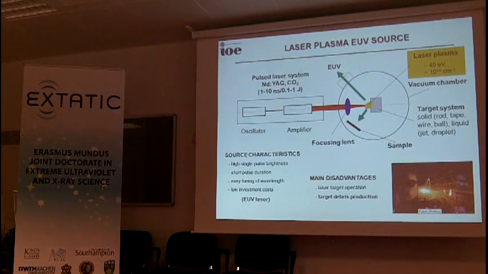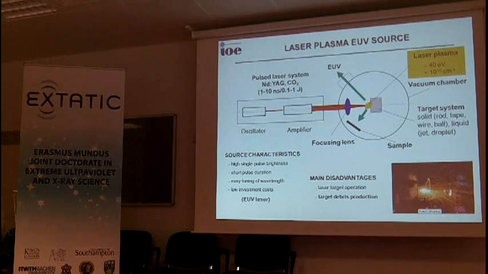So the laser plasma EUV source schematically is a very simple device. It reminds an X-ray or EUV tube, but instead of an E-beam, we have a laser beam, unfortunately, which is focused onto the target. As a result of the interaction, we have a laser-produced plasma. We know from different presentations and simulations that the optimum parameters of the laser plasma for an EUV source should be about 40 electron volts and density 10 to 19.